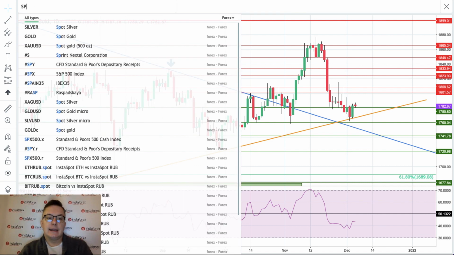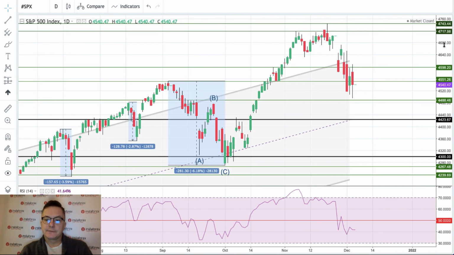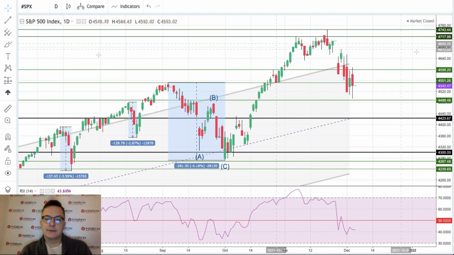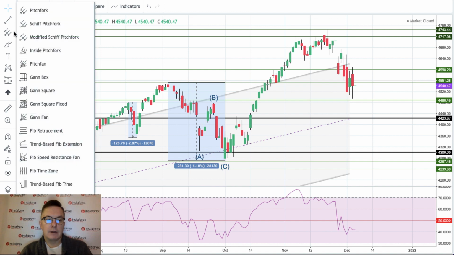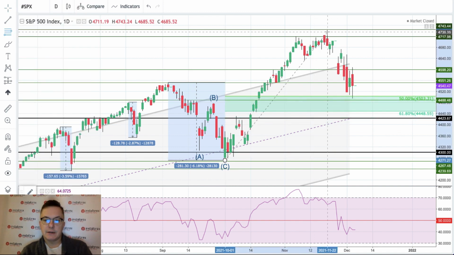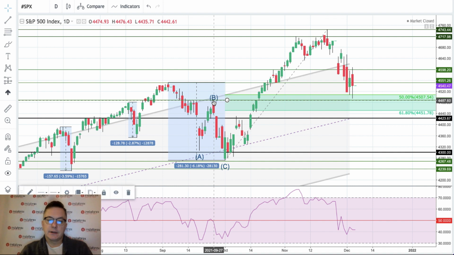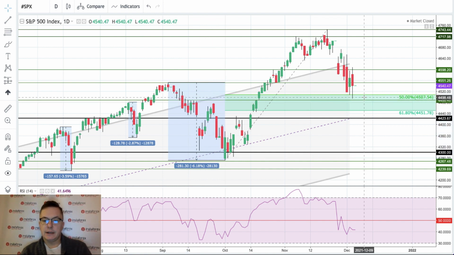What is the S&P 500 index doing? The American markets are correcting the recent rally. How much have they already retraced? They retraced around 50% of the recent wave up. As you can see, the ABC here was done. Let me just remove it. There you go, we don't need it.